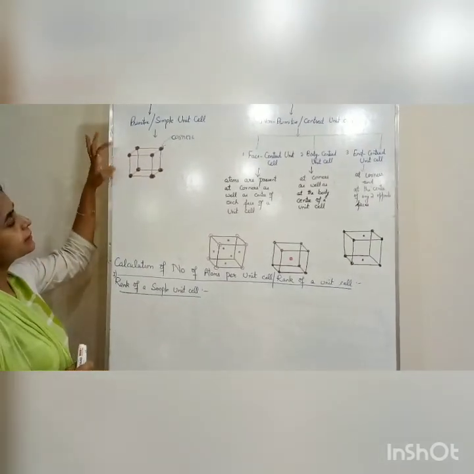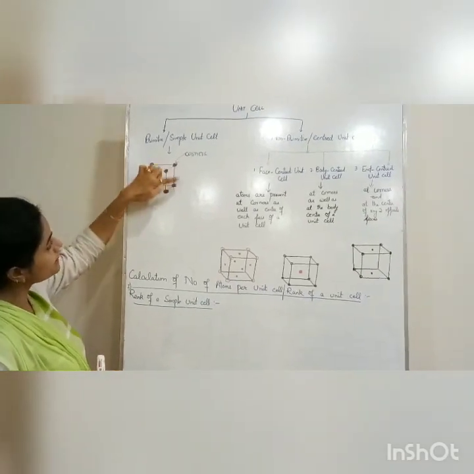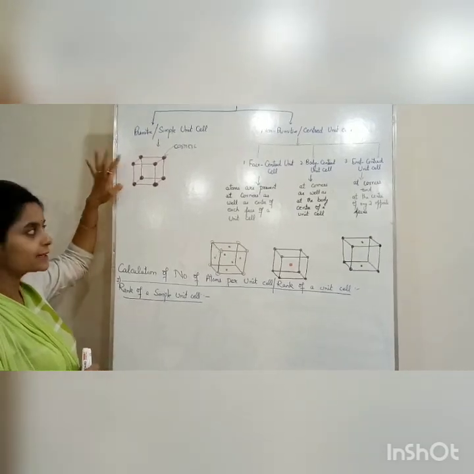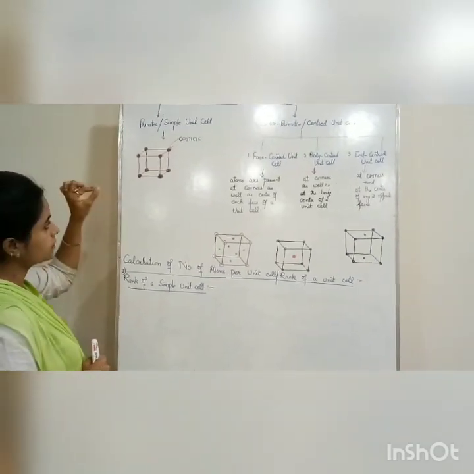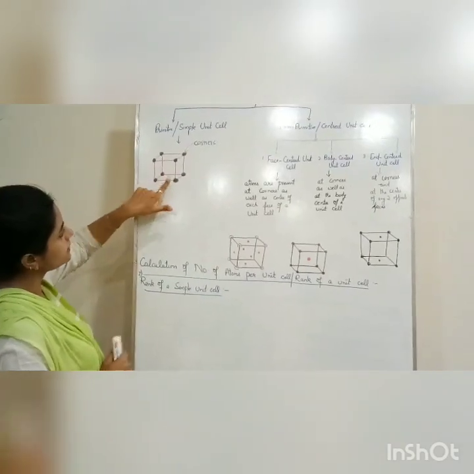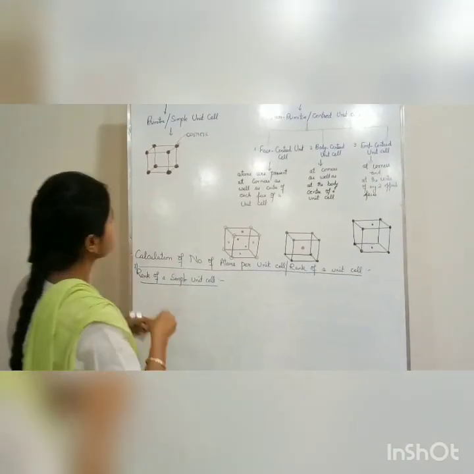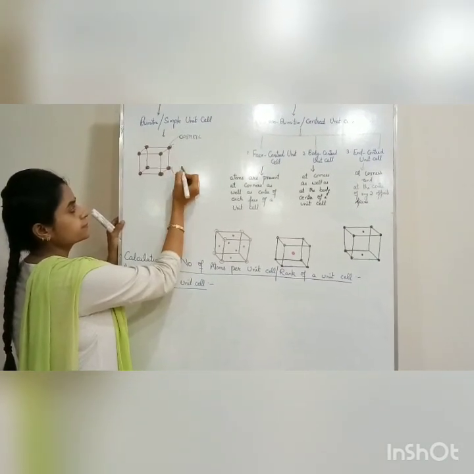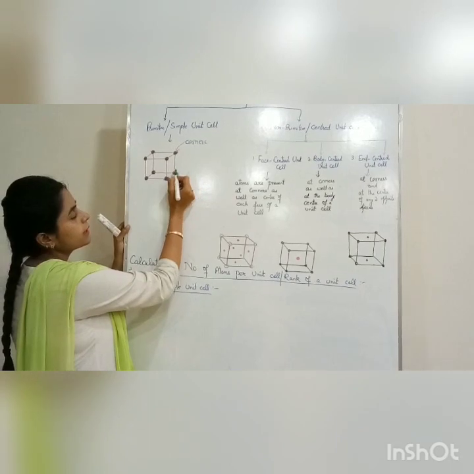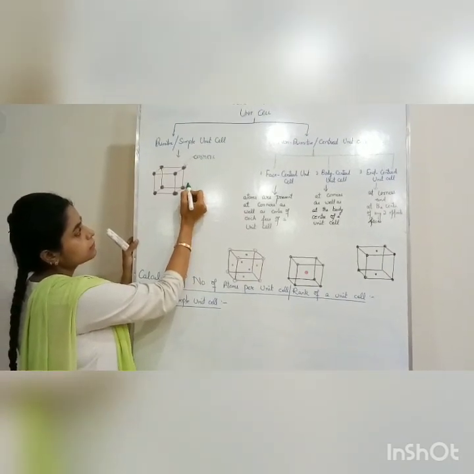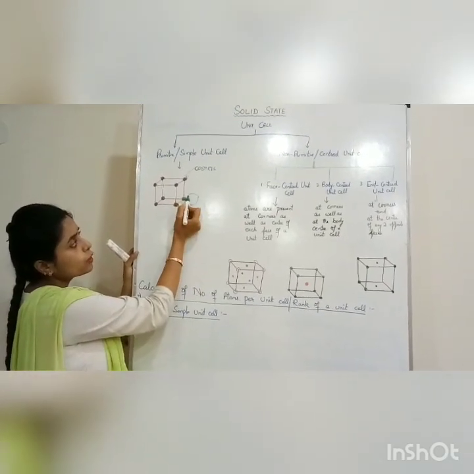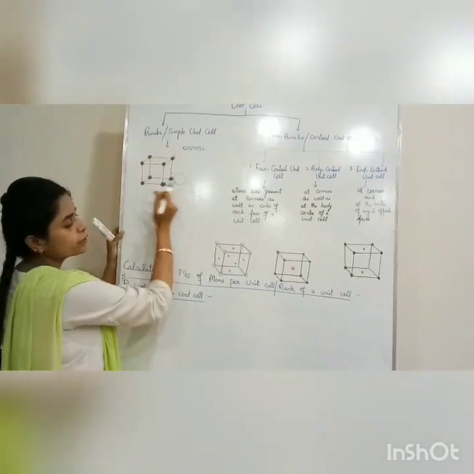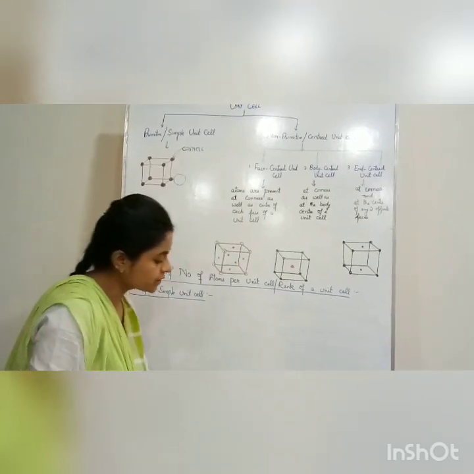As you have seen, in a simple unit cell, atoms are present only at corners. There are 8 corners, so 8 atoms are present. But in an actual crystal, the atom is like a sphere. And in this case, the whole part of the sphere is not the part of a unit cell. It is shared by neighboring unit cells. I will show you with the help of this duster.